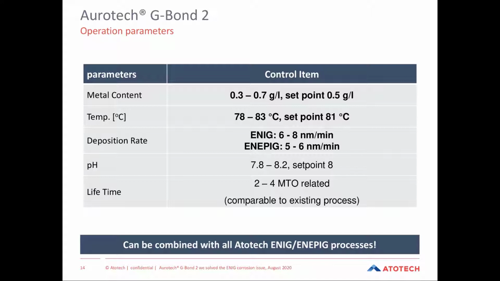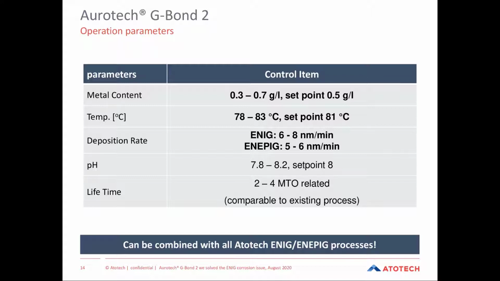The temperature we work at is a typical operating temperature of gold baths at 81 degrees. And the plating rate for ENIG is 6 to 8 nanometer per minute, and for ENEPIG 5 to 6 nanometer per minute. The pH is pretty mild at a pH of 8. This is a set point with an operating range of 7.8 to 8.2. And the lifetime is 2 to 4 MTO, comparable to the existing process as we actually run.